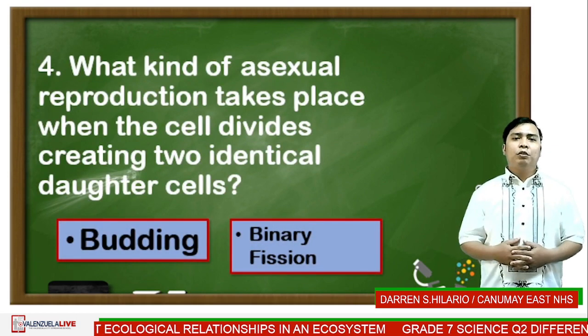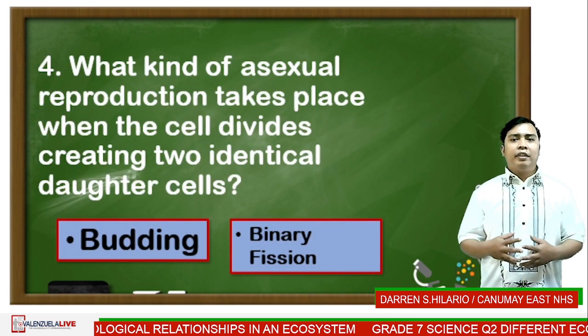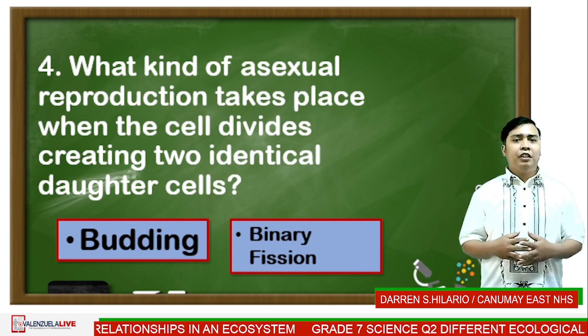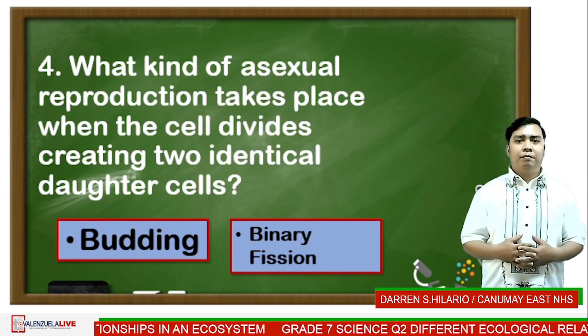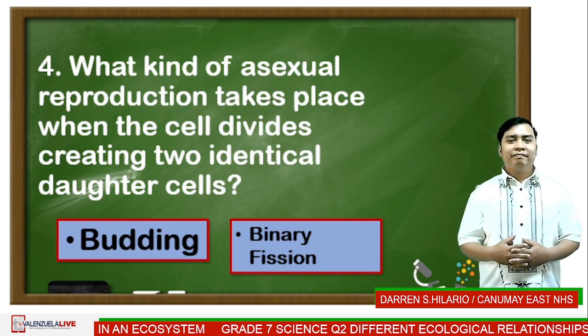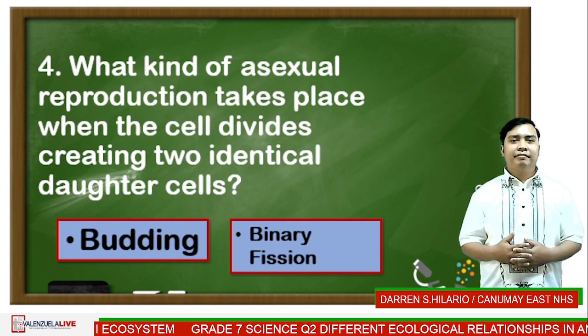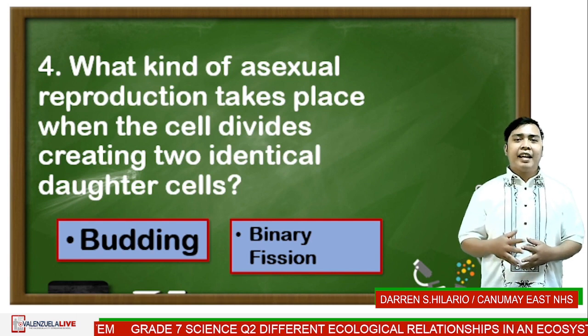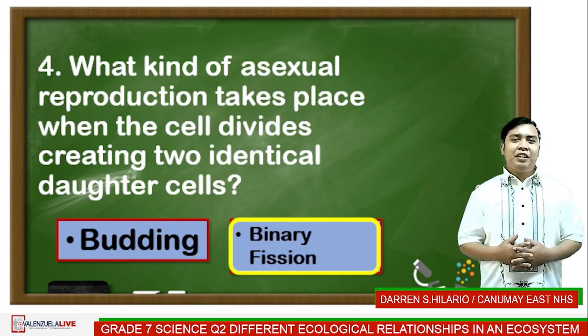What kind of asexual reproduction takes place when the cells divide, creating two identical daughter cells? Is it budding or binary fission? Type the correct answer in our comment section. And the correct answer is binary fission.